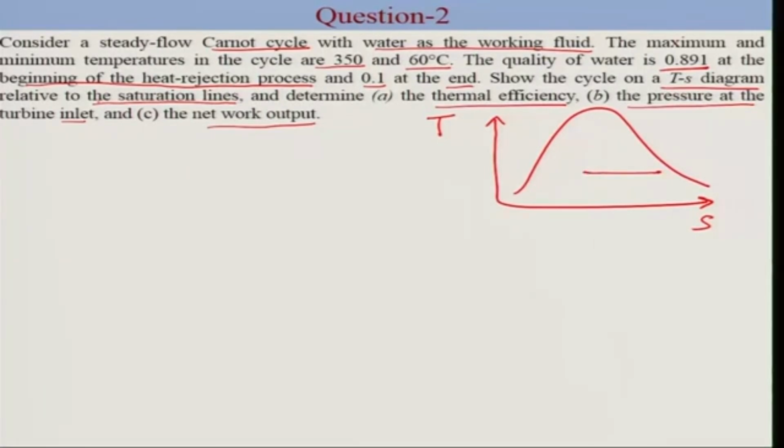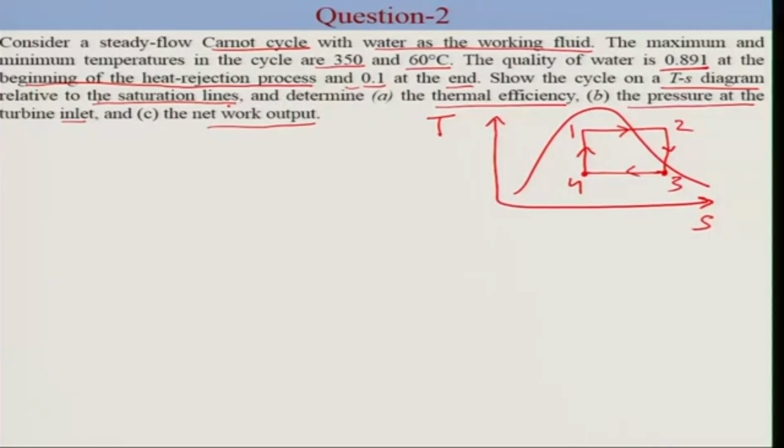It is also given that at the end of this process quality is 0.1. So, this point corresponds to 0.1 quality, because mostly water is here. Okay. So, quality is 0.891 to 0.1. Further, it will be compressed isentropically since it is a Carnot cycle. So, the whole process will look like this: 1, 2, 3 and 4. So, these 3 and 4 correspond to 0.891 and 0.1 quality.